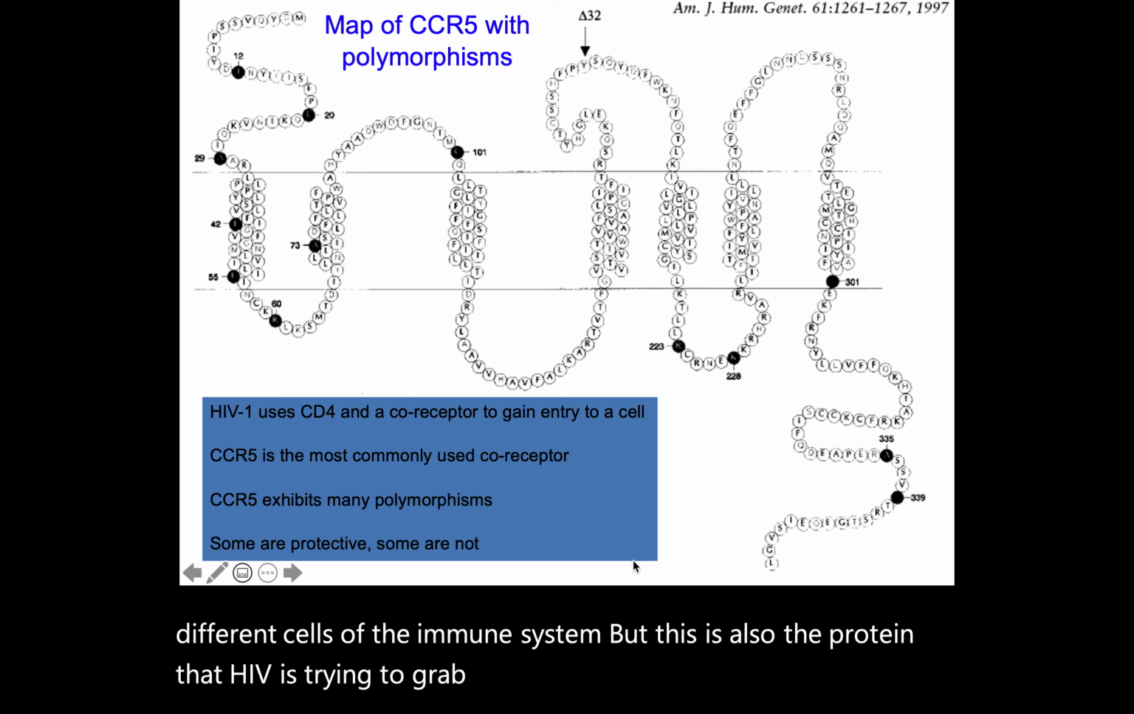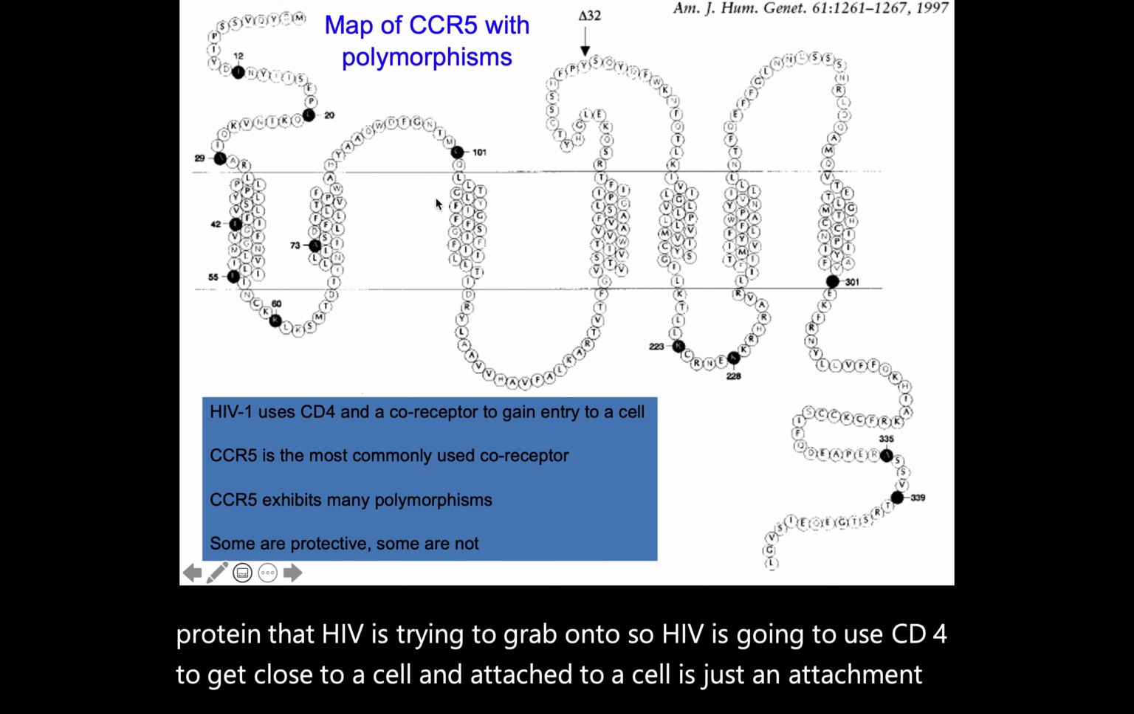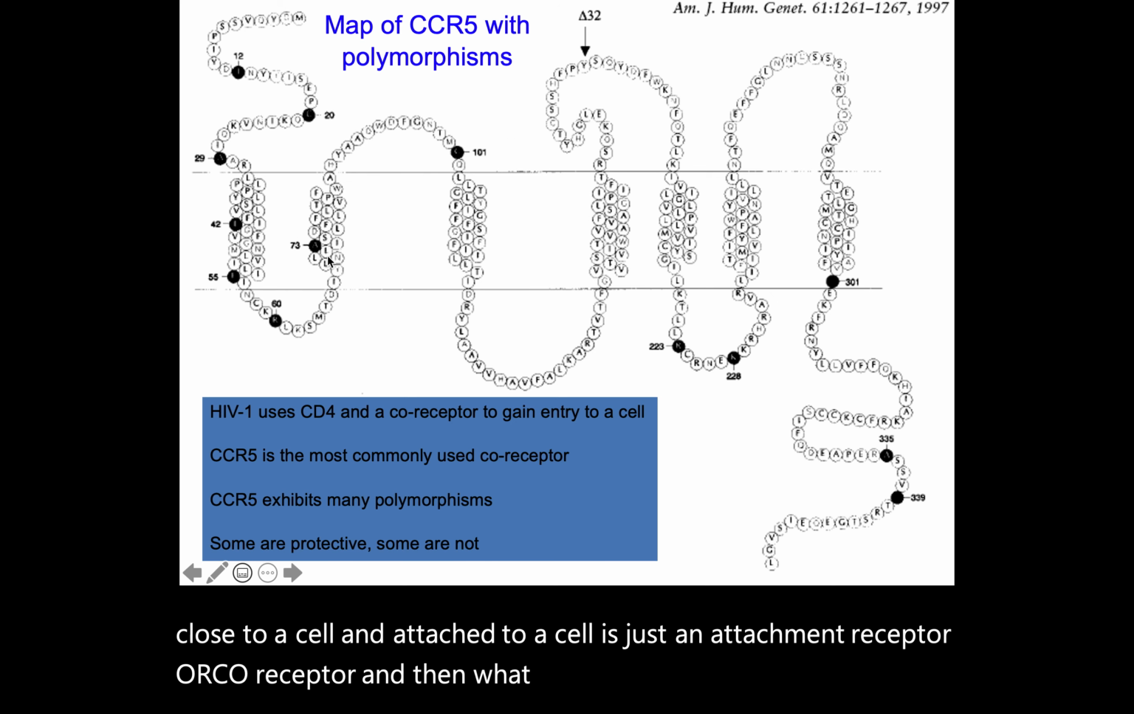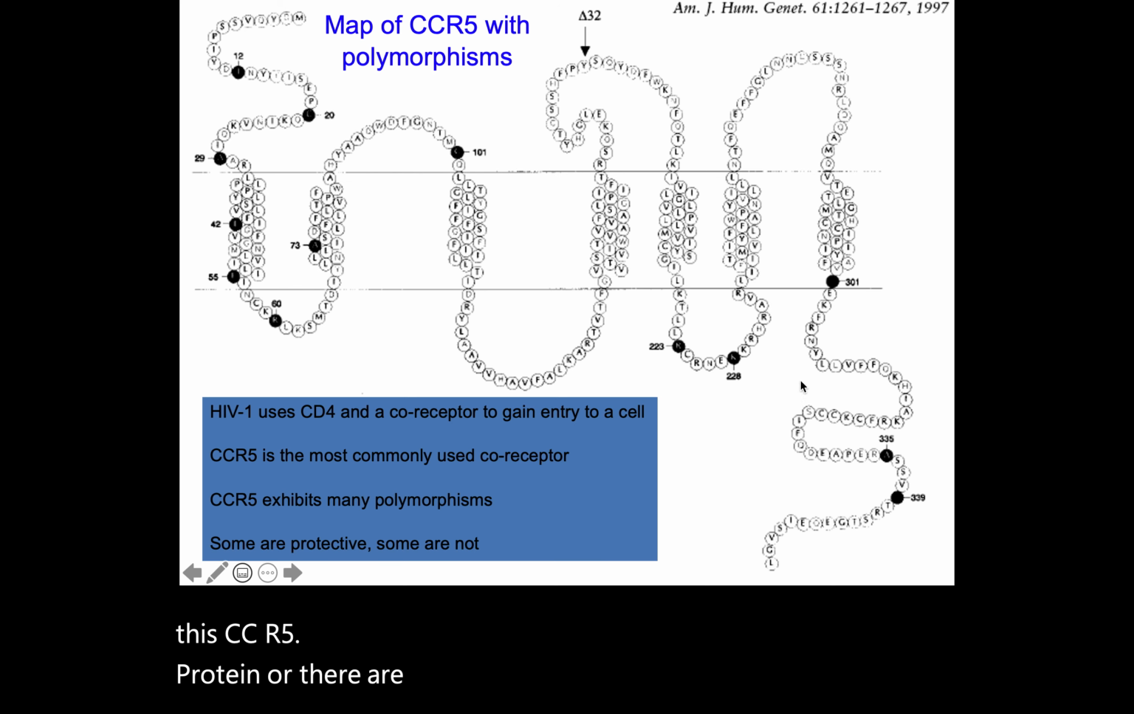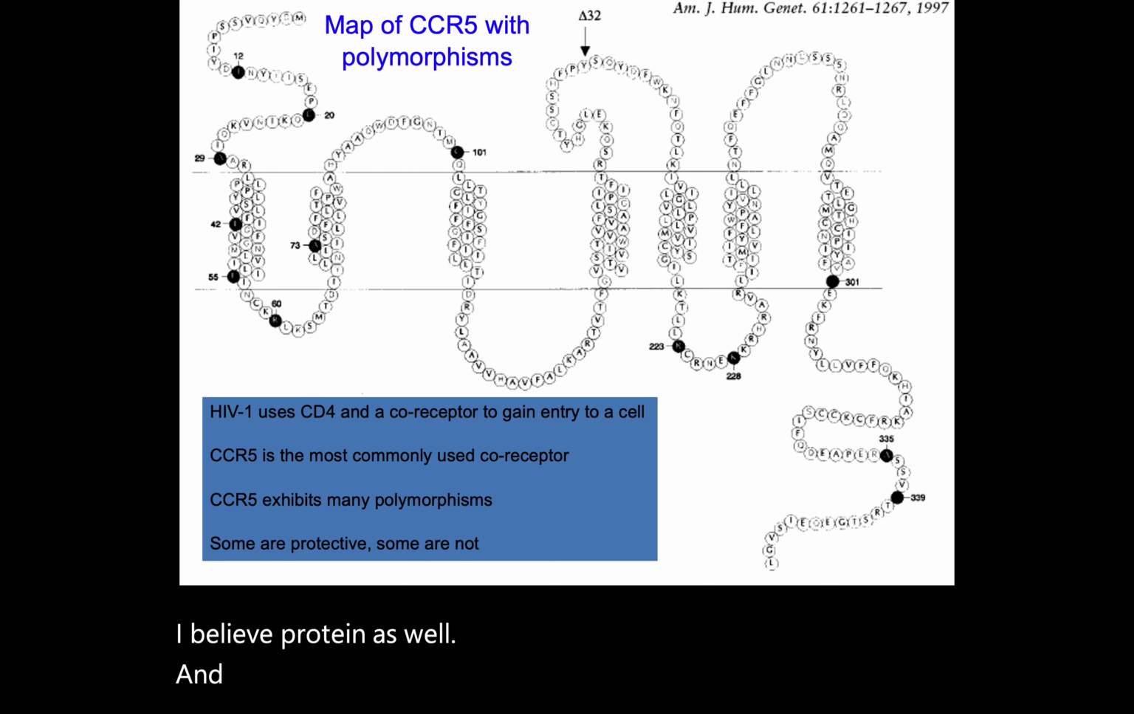So HIV is going to use CD4 to get close to a cell and attach to a cell. It's just an attachment receptor or a co-receptor. And then what it actually is looking for is this CCR5 protein, or there are some cases where HIV can get in through CCR2, I believe, protein as well. And so, yes, the virus is trying to bind this.